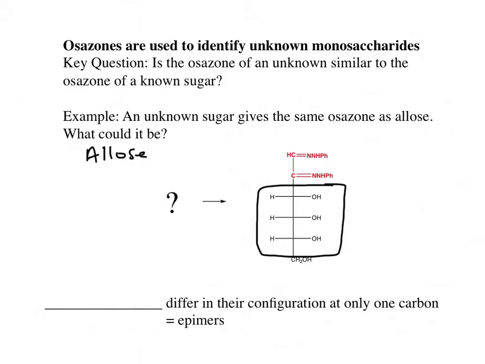Yep, allose or altrose. It's one of those two. It's got to be. So it's allose or it's altrose. So that's another way of narrowing things down. I know it's not the others, right?